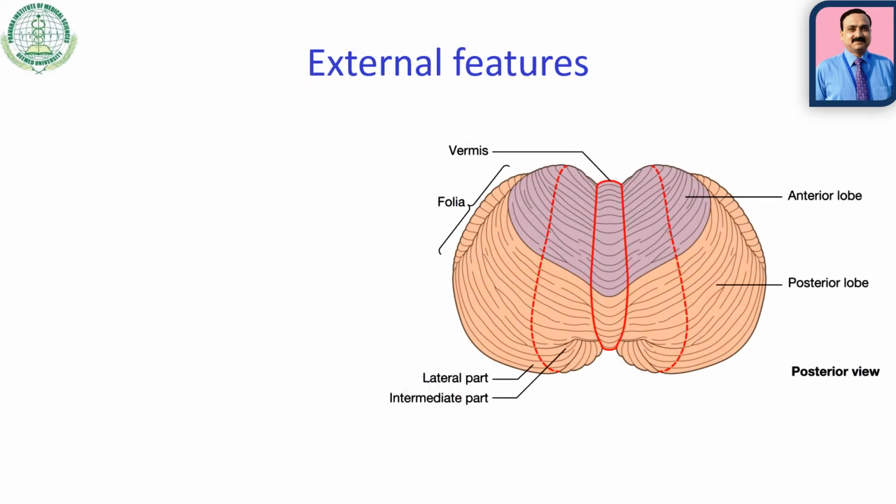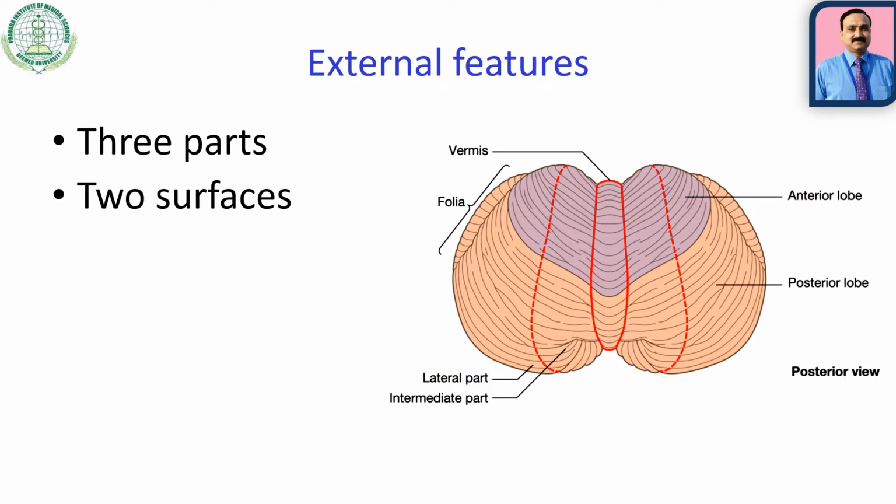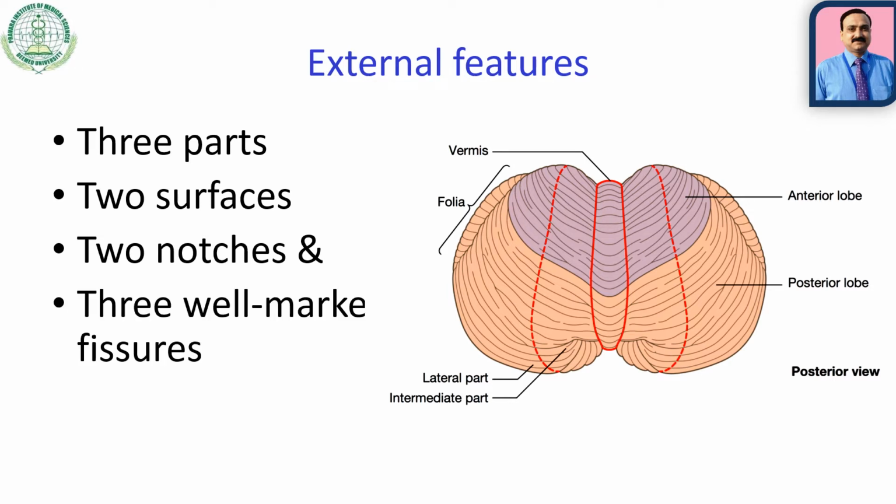Now coming to the external features of cerebellum. We have already seen it has three parts, two surfaces, two notches and three well marked fissures. One by one we are going to see.